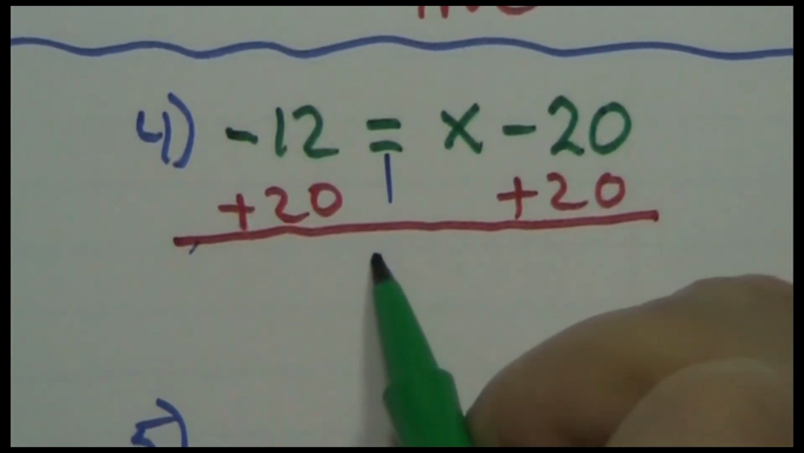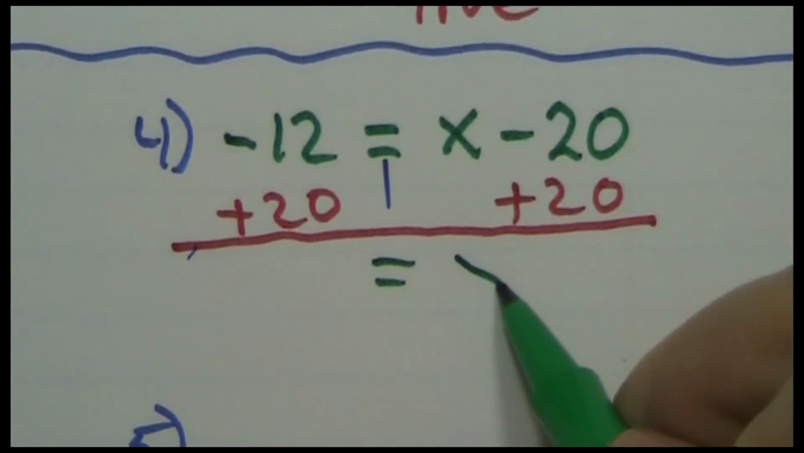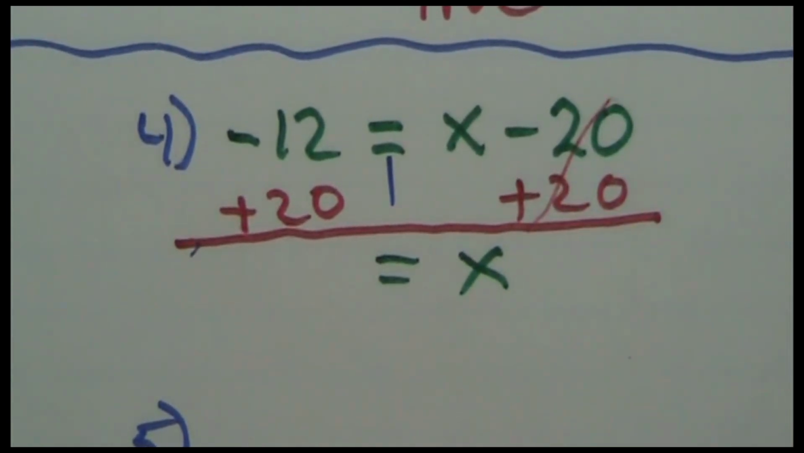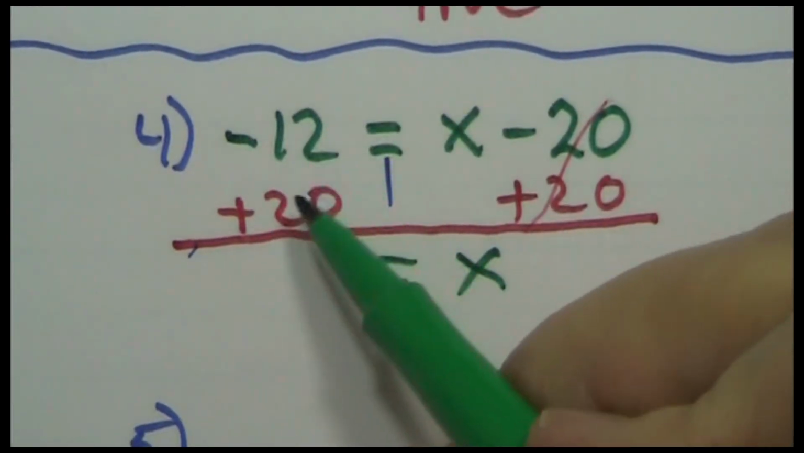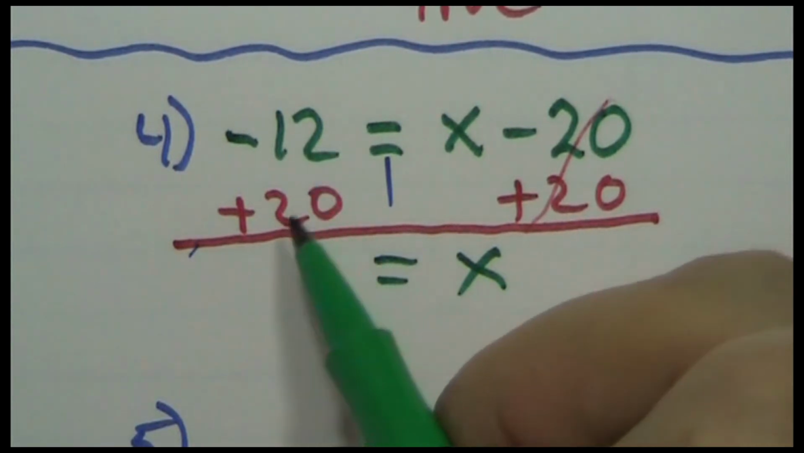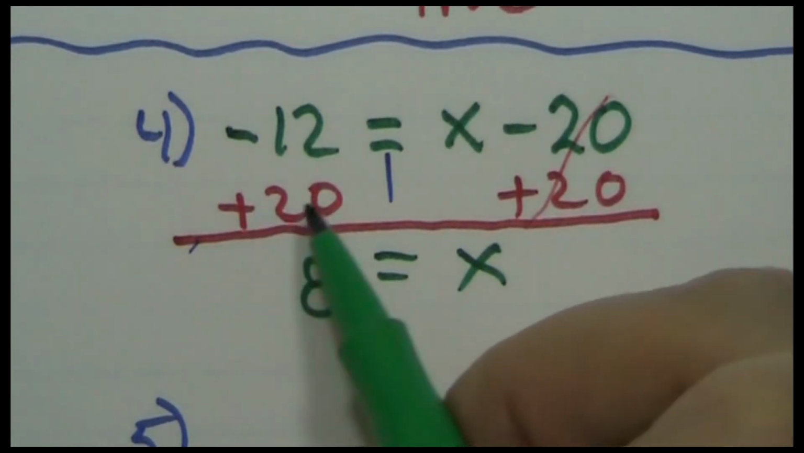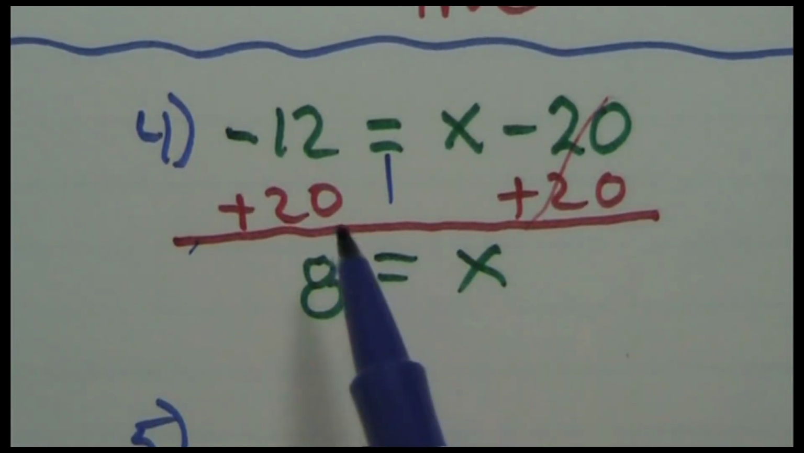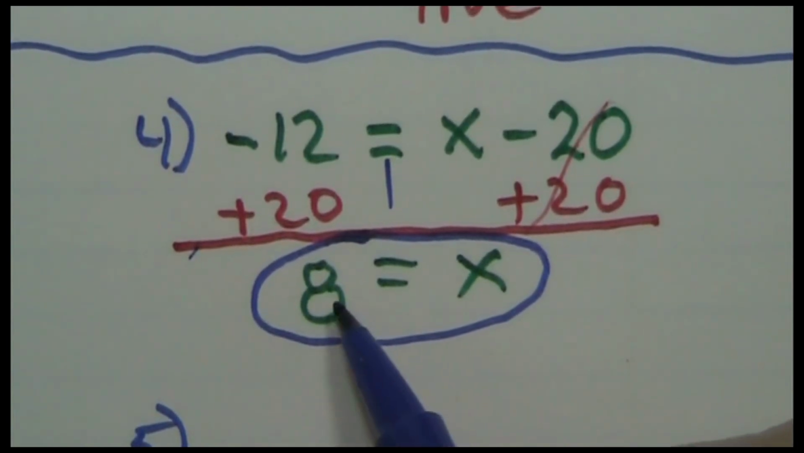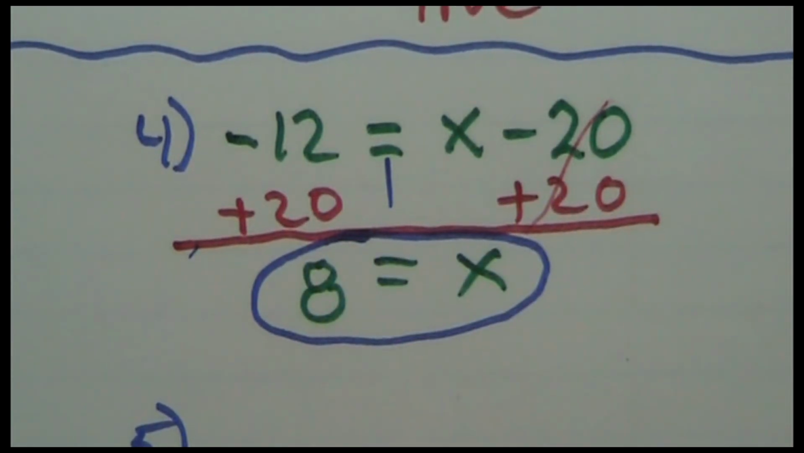So let's see. If I add 20, notice how this becomes 0. I just have x. Right? Because these two make 0. Then I have negative 12 plus 20. That's like 20 take away 12, which is 8. Positive 8, right? Because there's more positive. And that is your answer. Now if you take 8 and put in there, 8 minus 20 is negative 12. It does work out.